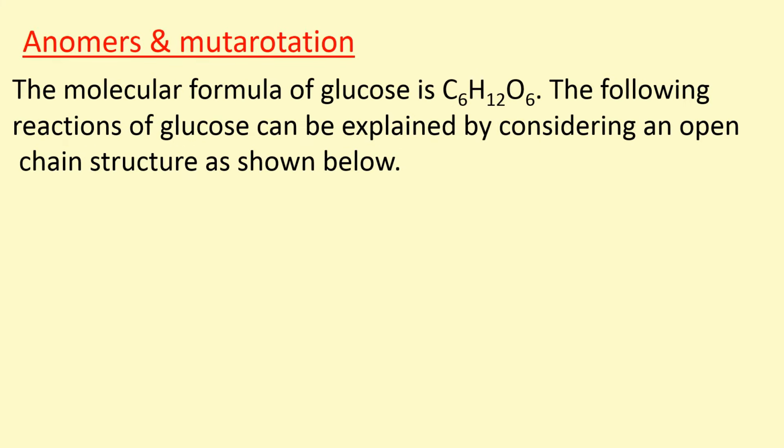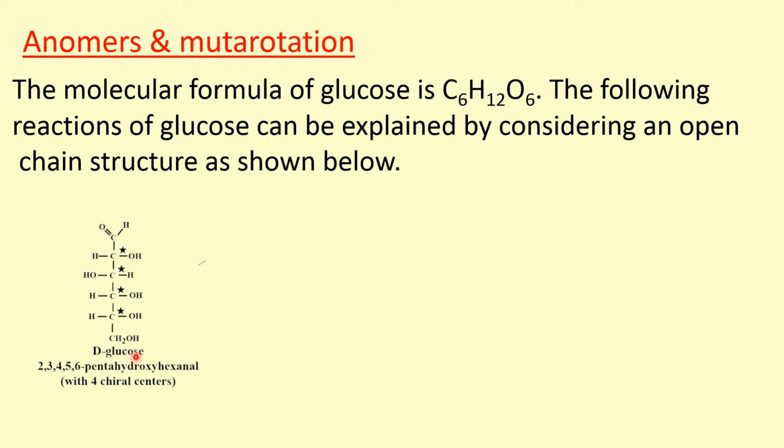The molecular formula of glucose is C6H12O6. There are some reactions which can explain the following open chain structure of glucose. I am going to explain all the reactions. Now just assume that this is the open chain structure of glucose, where there is one aldehyde group at one of the terminal positions and there are 4 chiral carbon atoms. Let's justify this structure with the reactions of glucose.